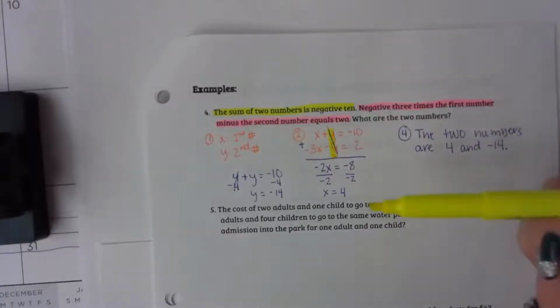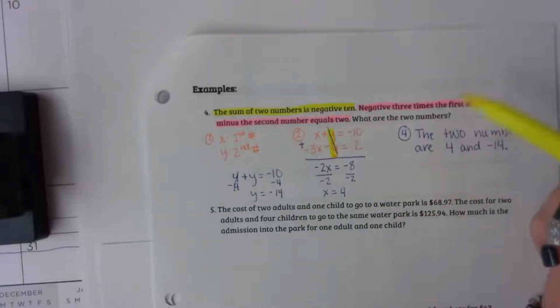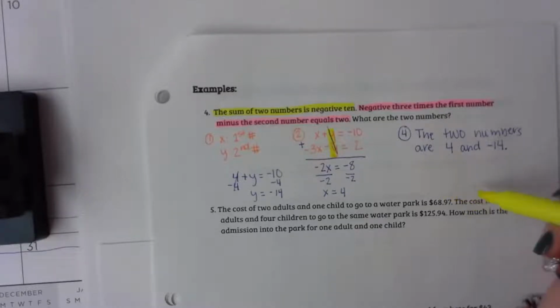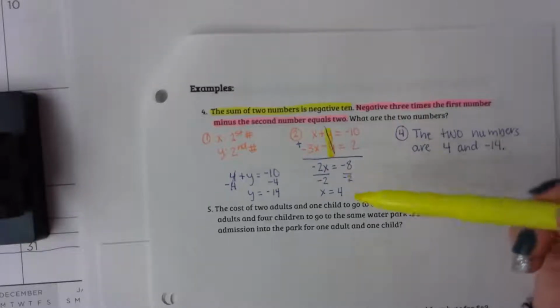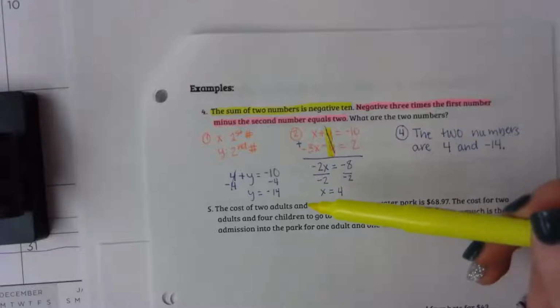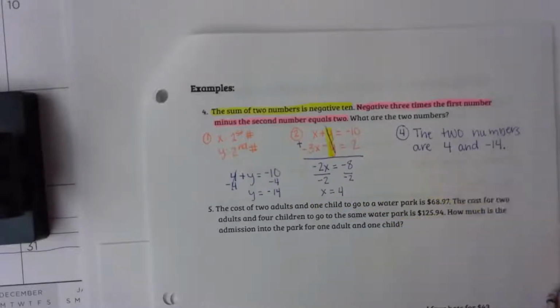So the cost of 2 adults and 1 child to go to the water park is $68.97. The cost of 2 adults and 4 children to go to the same water park is $125.94. How much is the admission into the park for 1 adult and 1 child?